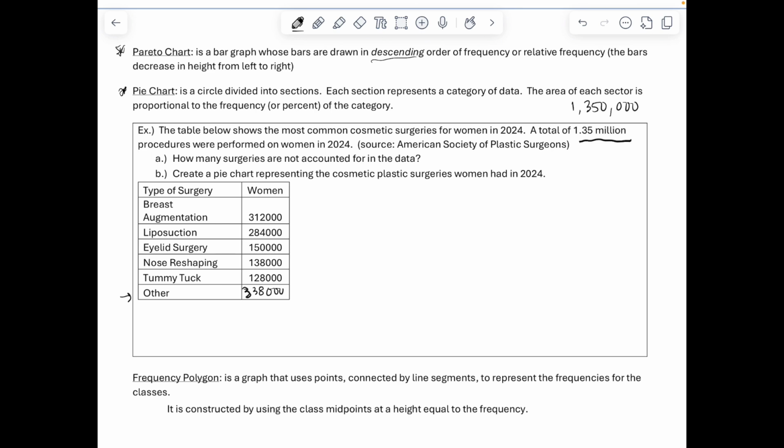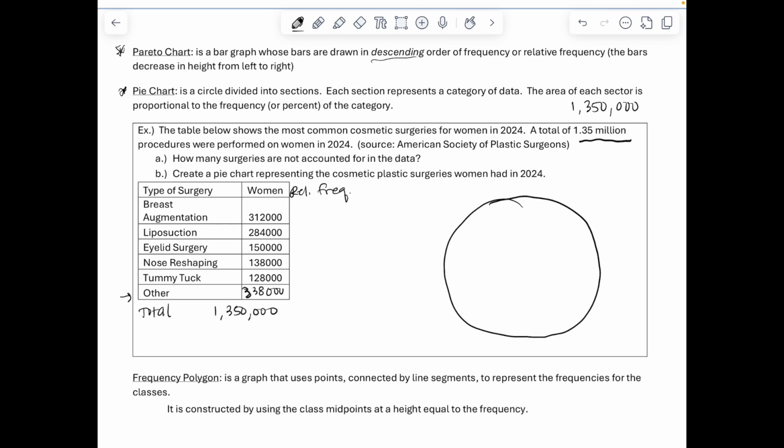So Part B says to create a pie chart representing the cosmetic plastic surgeries that women had in 2024. So the first thing that we need is we need to draw a circle. So do your best on this one. And we're going to cut up this circle into sections, and each section or sector is going to correspond to that percent that we have, the amount of people that have had that type of surgery. So in order to do this, we need to actually calculate our relative frequencies. And so if you remember from relative frequencies, this is going to be where you take the frequency for each class and divide by that total. And remember, the total is the 1.35 mil.